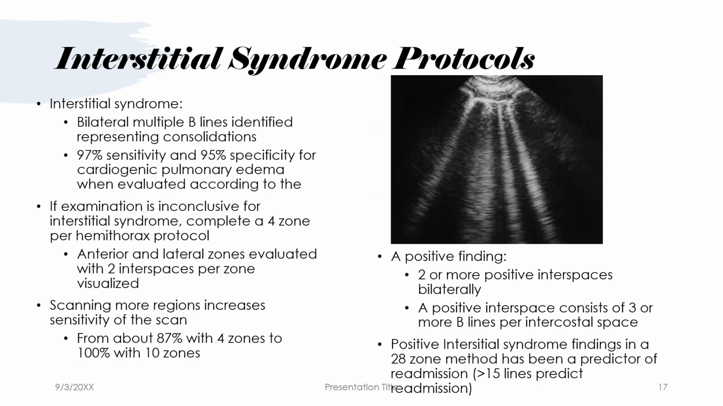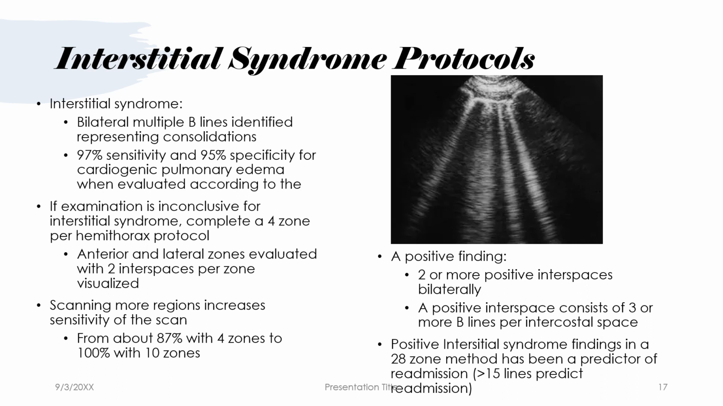Now, just a couple of notes about some of the changes that we see. One of the things that we're always going to be looking for is interstitial syndrome. That would mean that there's some sort of consolidation in those lungs, allowing sound to transverse through the lungs and return echoes back. We know that's not normal. We should be getting just artifact in the lungs. So when we start to see these B lines, this is concerning, and it's an indicator of interstitial syndrome. Interstitial syndrome is classified when you find bilateral multiple B lines representing consolidations.